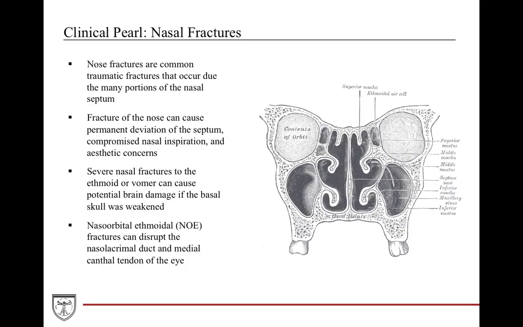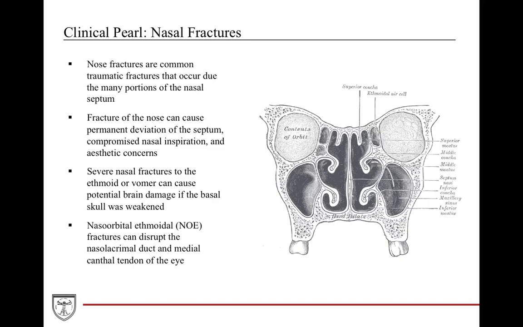We're going to mention nasal fractures. Nasal fractures are very common, especially with the nose being such an anteriorly located and projecting portion of the face. It's at high risk for injury and fractures. A fracture of the nose can cause anything from deviation of the septum, to fracture and displacement of the turbinates, to complete obstruction of the nasal cavity. And overall, it can cause distortion and significant aesthetic concerns for people.